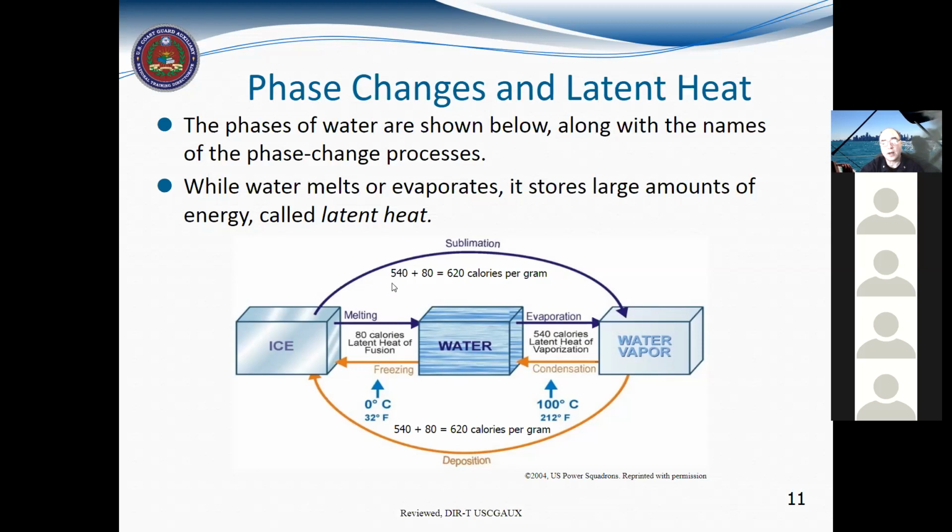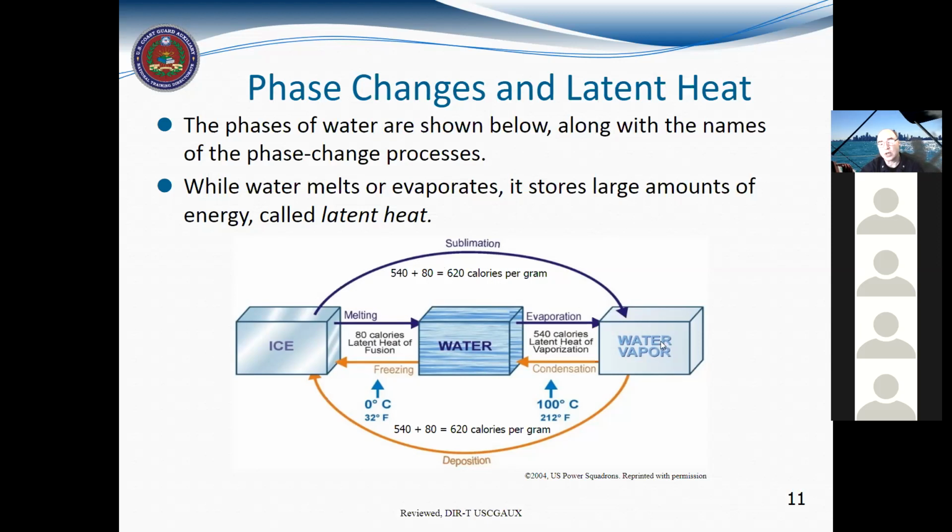So if you look up here, you can see that in order to go from ice to water vapor, it has to add this amount of calories. You would have to warm it by that amount, and you would have to add this amount. So it's 540 plus 80 to get it to go from ice all the way to water vapor. So per gram, that's 620 calories.